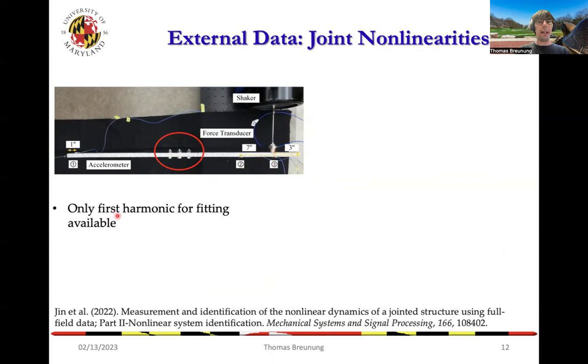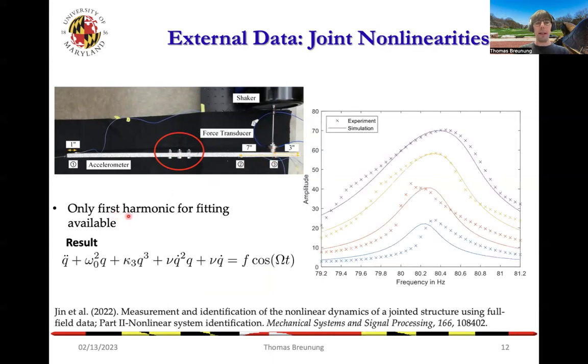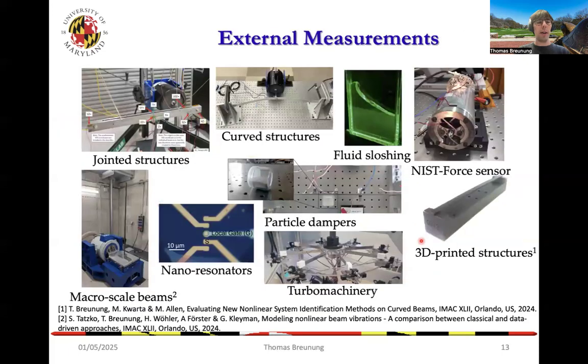It's different now in that only the first harmonic is available for fitting, but even with this sparse data, we can come up with a model which represents the different forcing levels quite accurately. By now, I've worked with various nonlinear structures. I often just get external measurements and run the automated frequency identification. And we observe throughout the benchmark very good fits between the data and the models. The models are always very simple and accurately represent the measurements. So I'm happy to analyze any other systems.